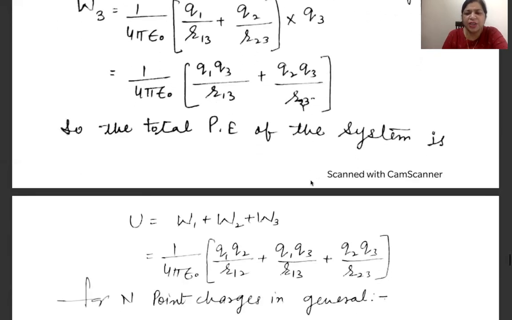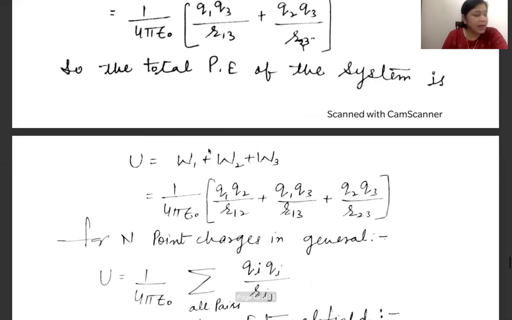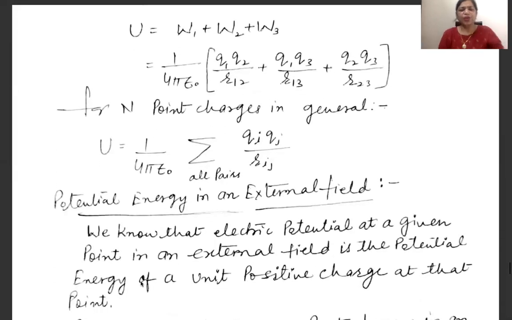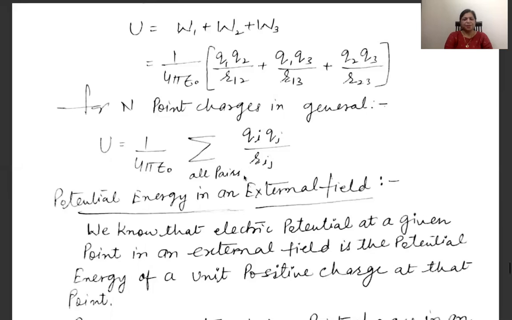So the total potential energy of the system is given by U is equal to W1 plus W2 plus W3. So this is 1 by 4 pi epsilon naught, in brackets, Q1 Q2 by R12 plus Q1 Q3 divided by R13 plus Q2 Q3 divided by R23. And for n point charges in general, we can have U is equal to 1 by 4 pi epsilon naught summation over all pairs Qi Qj divided by Rij.